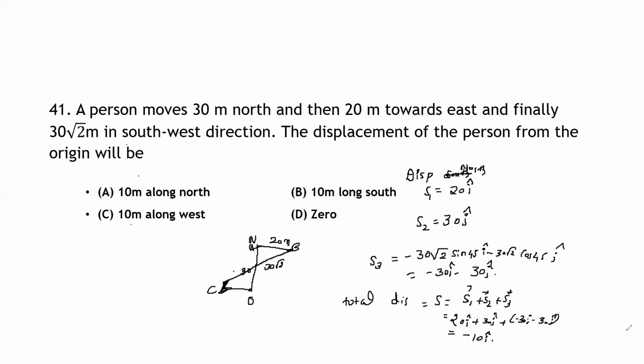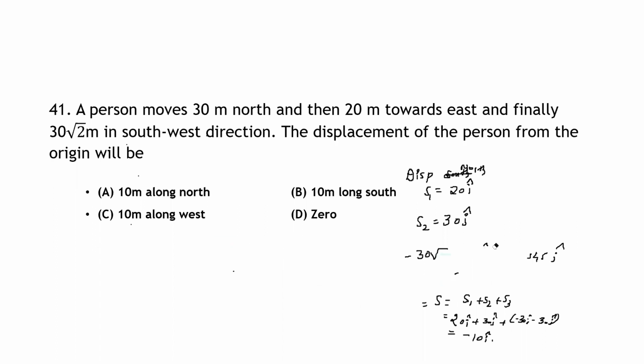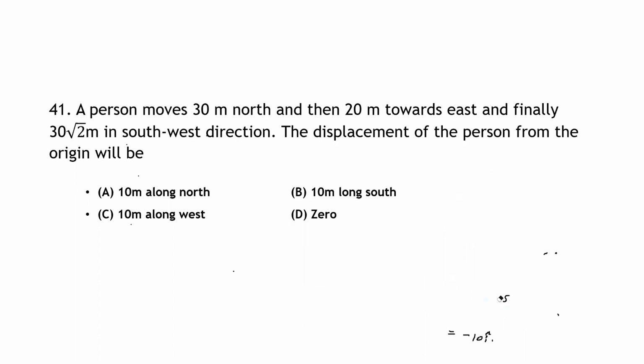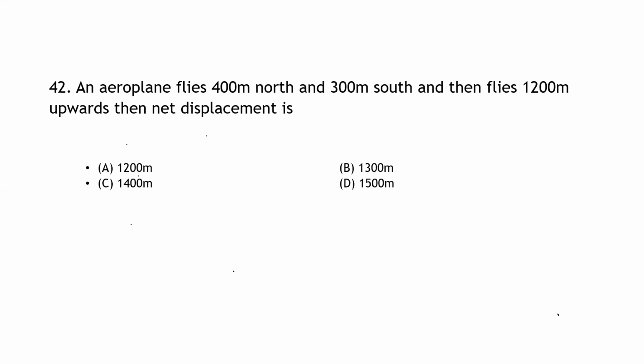Okay. Then next question. Question number 42. An aeroplane flies 400 meter north and 300 meters south, then flies 1200 meter upwards, then the net displacement is. So here we will consider the figure. You can consider again the 4 directions: east, west, north, and south.